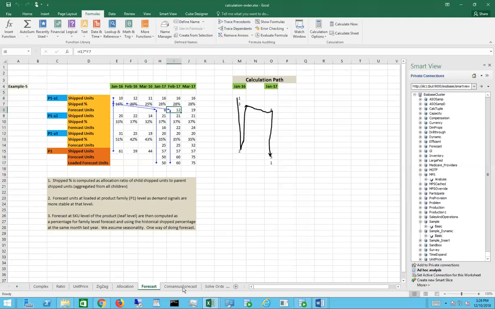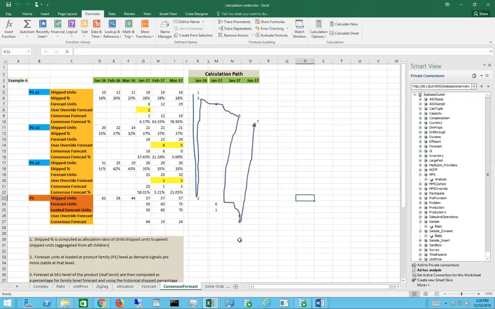It can get more complex with what I call a consensus forecast, right? Here, this is how I computed my forecast. Then I can override it with a user override. Then consensus is: if the user didn't override it, take the computed one, otherwise take the user one. And this can be used to compute, let's say, consensus forecast dollars, and this flow can keep on going up, right?